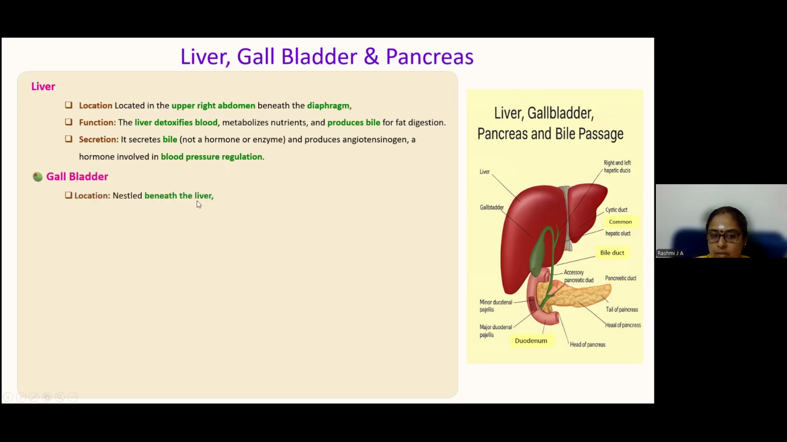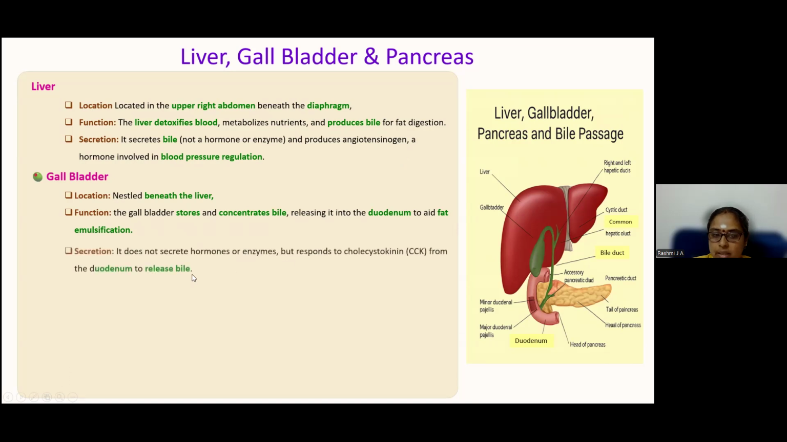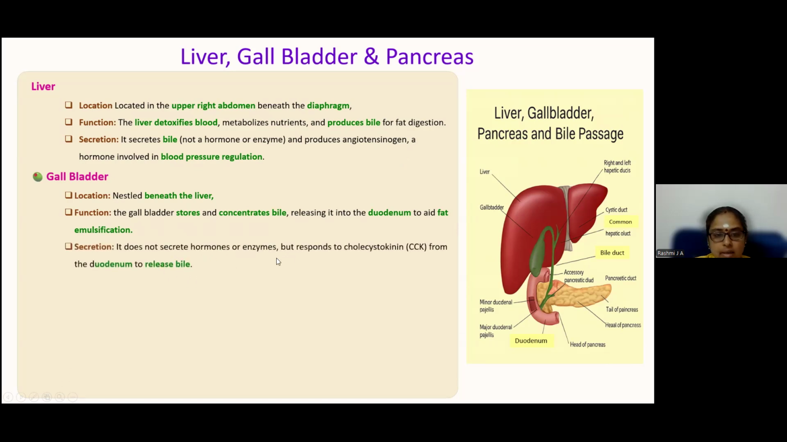Then the gallbladder, we have the location beneath the liver. So this one. Then the function: it stores and concentrates the bile. It releases it into the duodenum to aid fat emulsification. Then secretion: it does not secrete hormones or enzymes, but it responds to CCK, that is cholecystokinin, from the duodenum to release the bile.